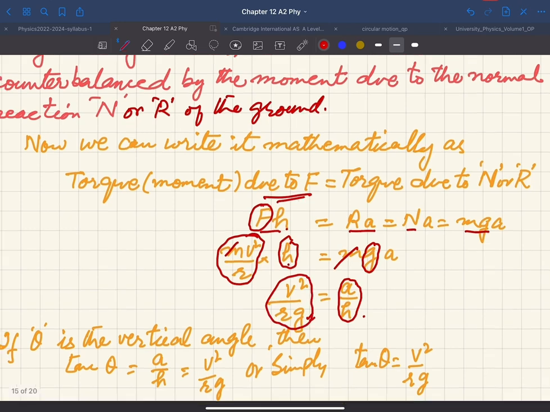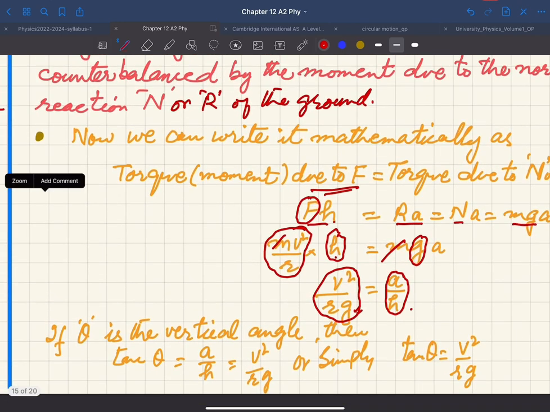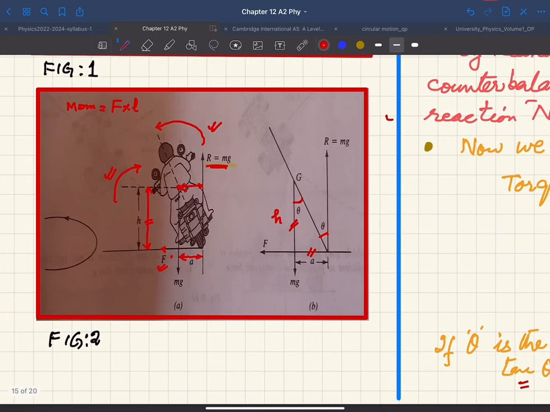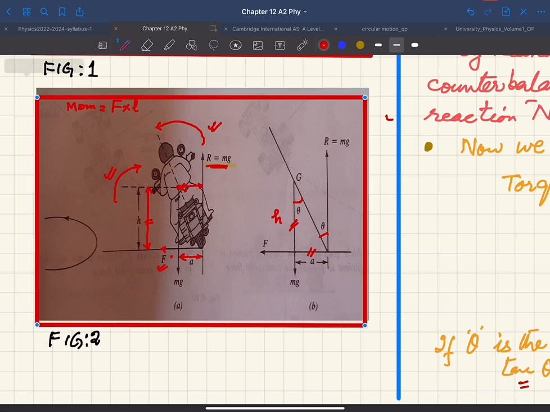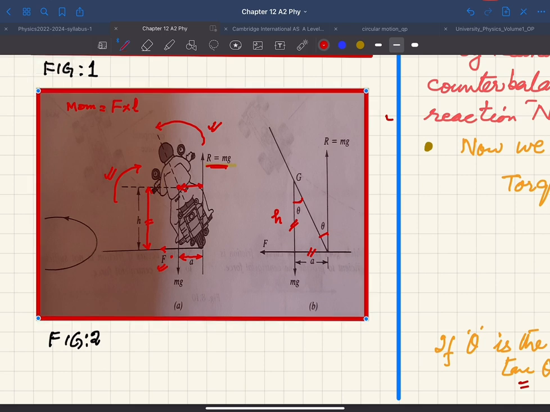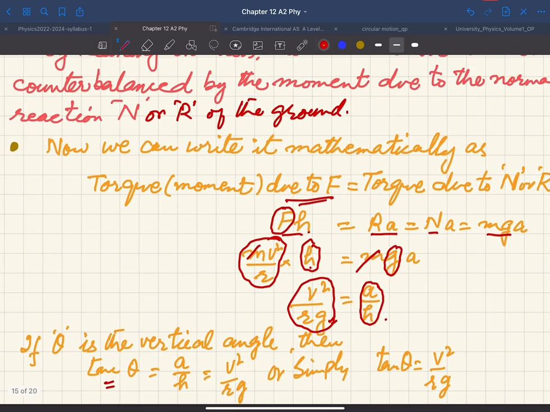This is the mathematics. But as I said, you have made an angle theta with the vertical, and when you use tangent theta, a over h, because your a for this theta is the perpendicular side, and of course h is the base. So perpendicular over base is giving you tangent theta, and this is nothing but equal to v square over rg. So ultimately you have this equation which will explain the whole situation.